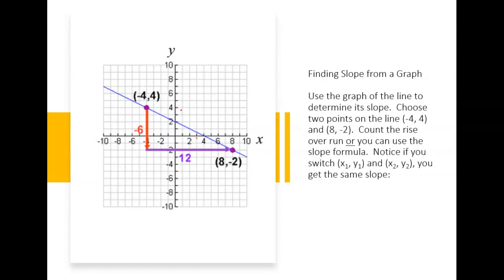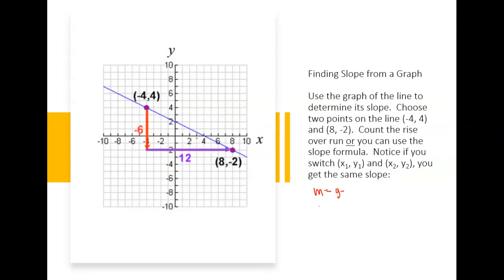So first, we're just asked to calculate the slope. It says choose 2 points on the line. So we did -4 and 4, 8 and -2. Count the rise over the run, or you can use the slope formula. I like to use the slope formula. This one uses the rise. So from here to here, if I'm looking at my graph, I'm going to see how many I go down till I reach this point. So I go down 6 and I go over 12. So your rise would be -6 over your run, which would be 12.